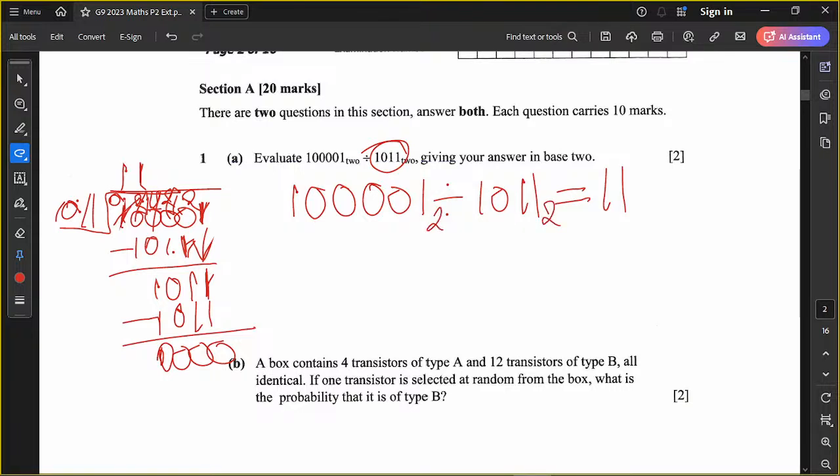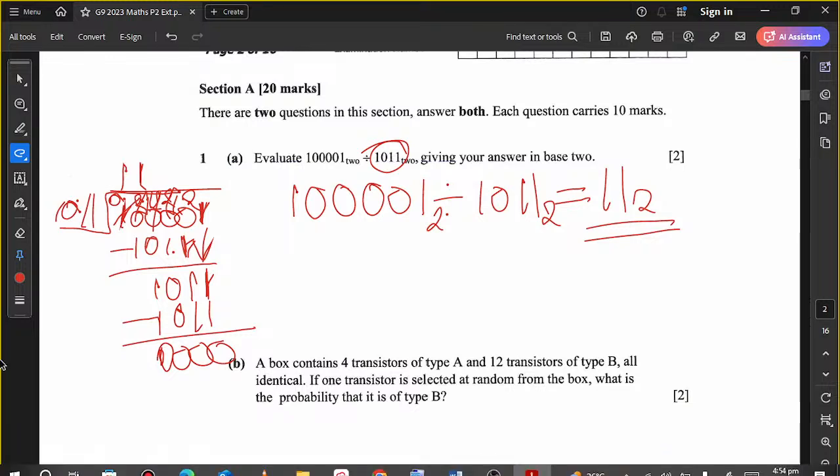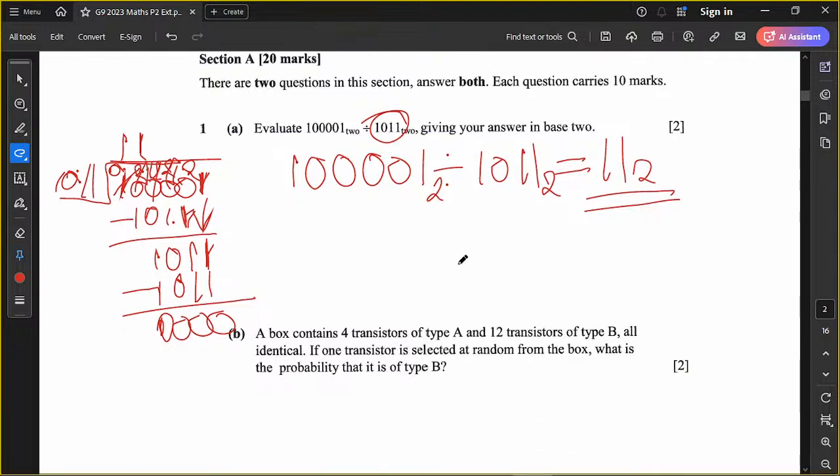I was supposed to be indicating the base number. Those are in base 2. So they'll give us 11 base 2. Basically that's how you divide those two numbers in base 2. If you have got questions, please don't hesitate to ask in the comment section. I'll be glad to respond to them.